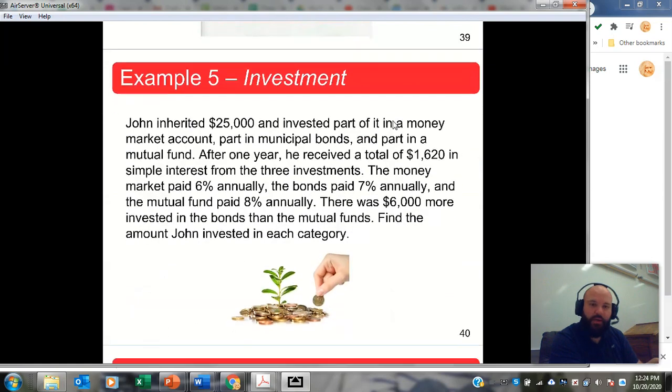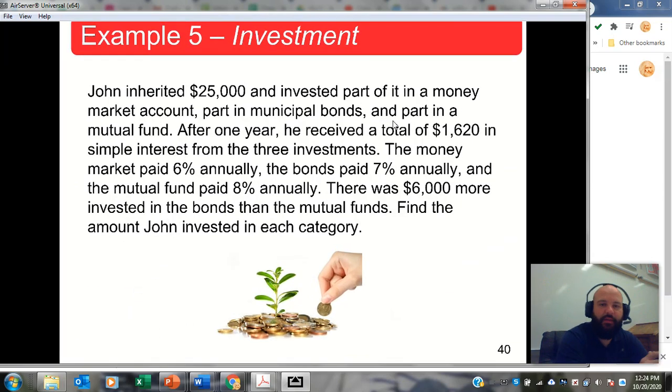So as we're looking, here is an example. It says John inherited $25,000 and invested part of it in a money market account, part of it in a mutual bond, and part of it in a mutual fund. After 1 year, he received a total of $1,620 in simple interest from the three investments. The money market paid 6% annually, the bonds paid 7% annually, and the mutual fund paid 8% annually. And it says there was 6,000 more invested in the bonds than the mutual funds. Find the amount John invested in each category.